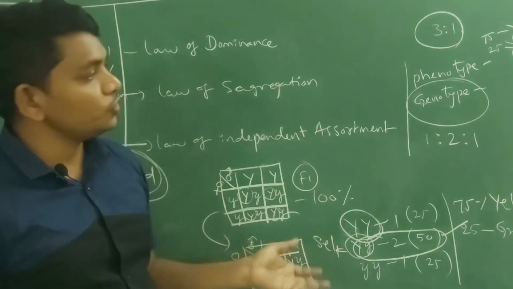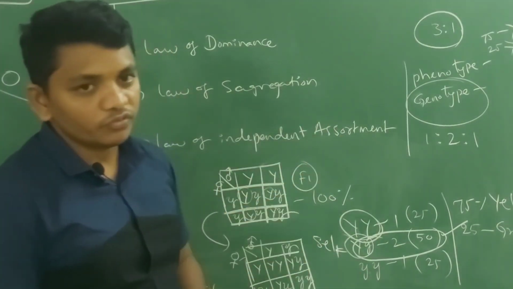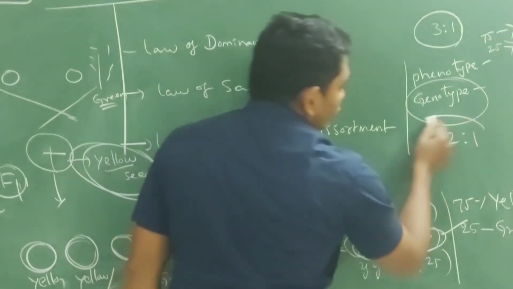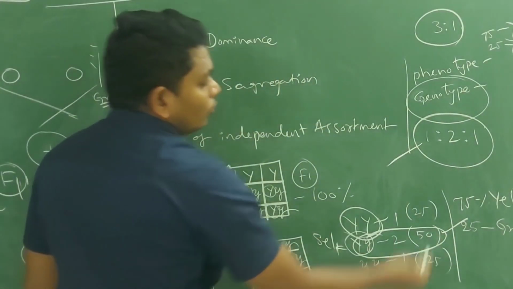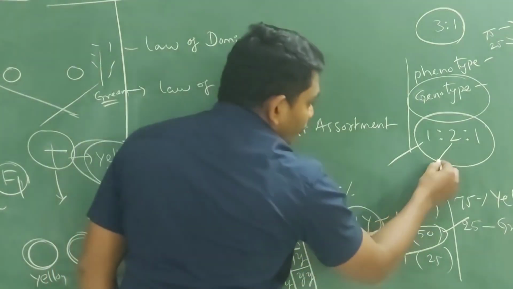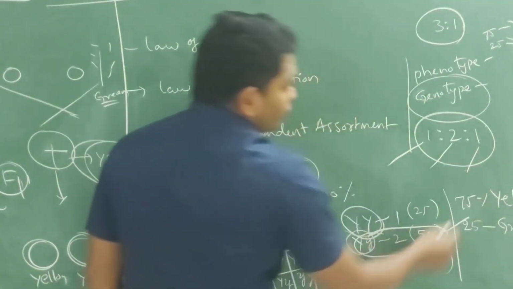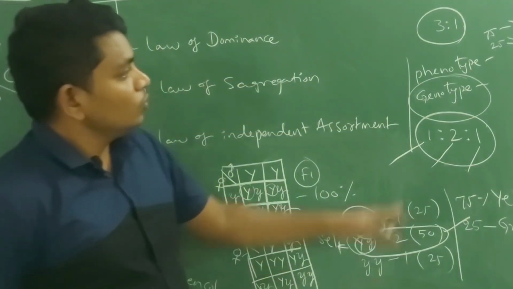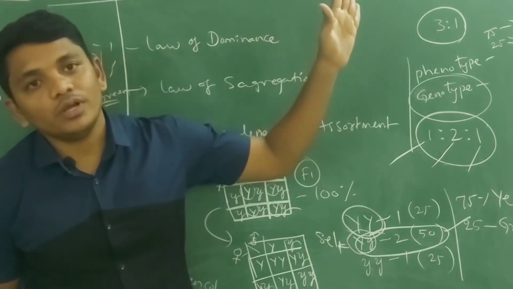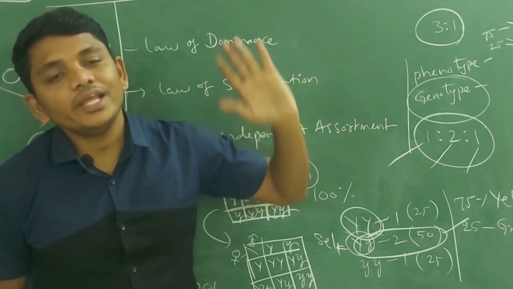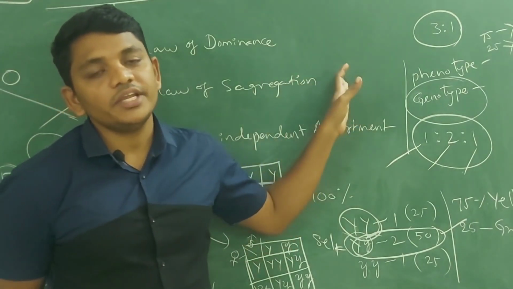So what is the genotype ratio in the F2 generation? 1:2:1. 1 is pure yellow, 2 is impure yellow, and the last one is pure green. So this is the outer look only. Phenotype means appearing character, the outer look, that is 3:1.